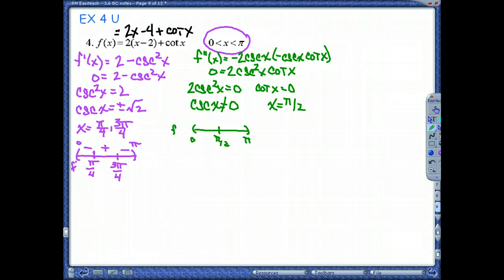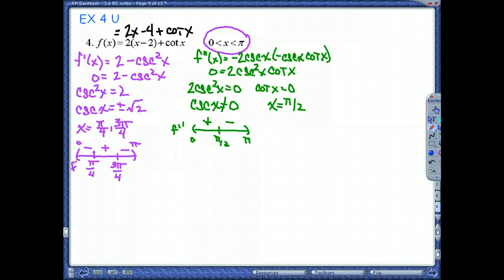Now this is my second derivative. I always want to mark that so that when I'm writing out my sentences, I know if I'm talking about increasing, decreasing, or concavity. So my second derivative, if I put in a value in between 0 and pi, that's going to be positive. In here it's going to be negative. So now I'm ready to write out the sentences. Yeehaw! Here we go.